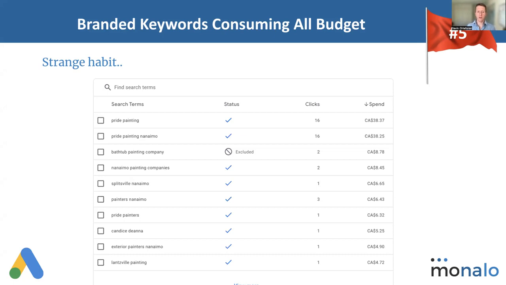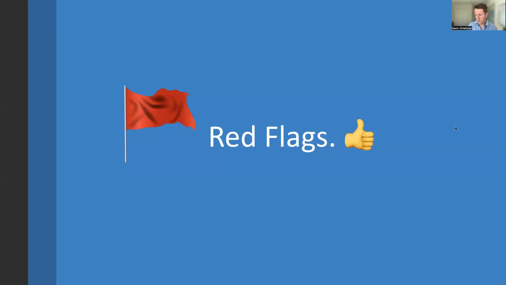But for the most part, most companies don't need to be running that. Most companies under about $1,000 a month don't need to be paying for their own company name on Google. Just removing that from the campaign with negative keywords is going to save you a good bit of money. Okay, so these are the red flags.